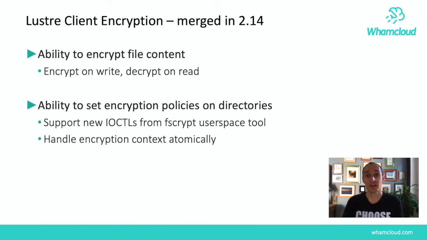What do we have in the 2.14 release? We are providing the ability to encrypt file content, which means we encrypt on write and we decrypt on read. And we also provide the ability to set encryption policies on directories. So it means we support new I/O control commands that are sent from user space. And we are also able to handle encryption context atomically. In 2.14, we do not have support for file name encryption.